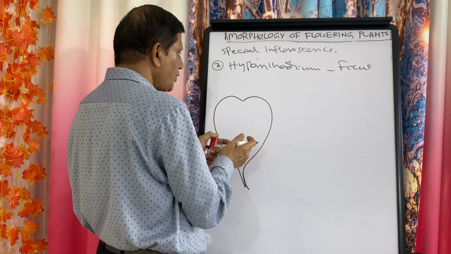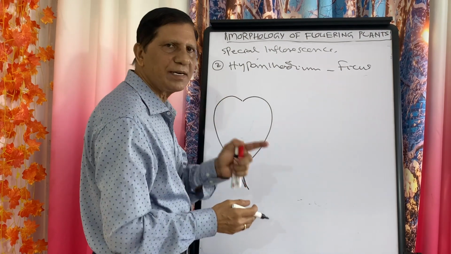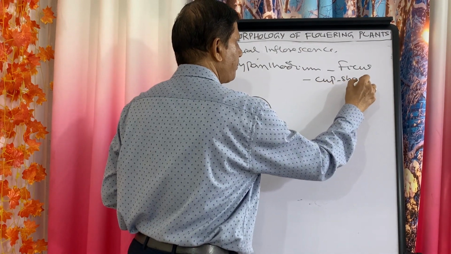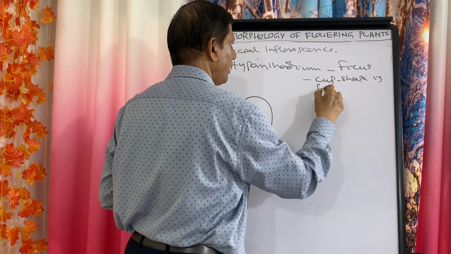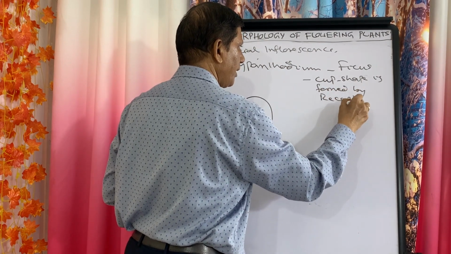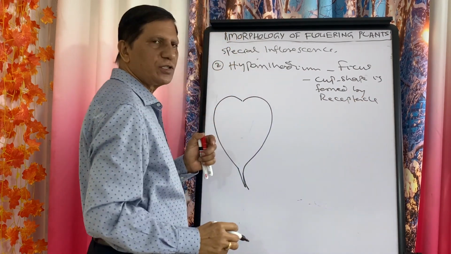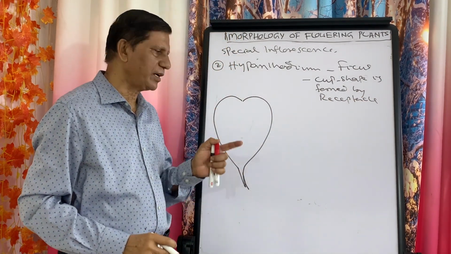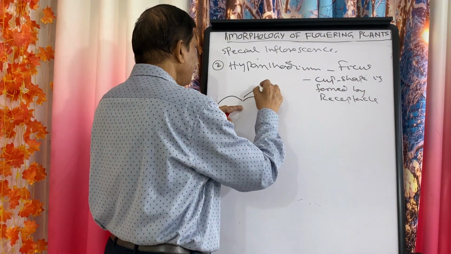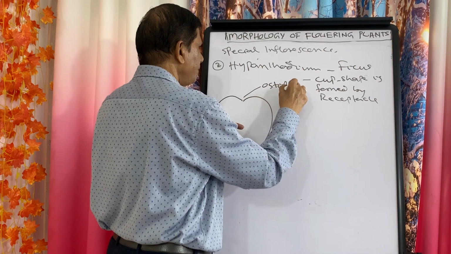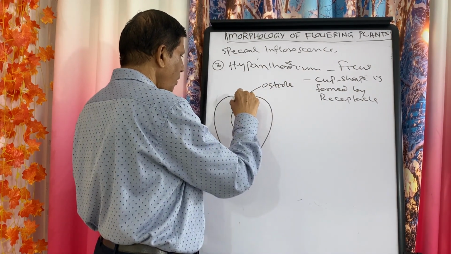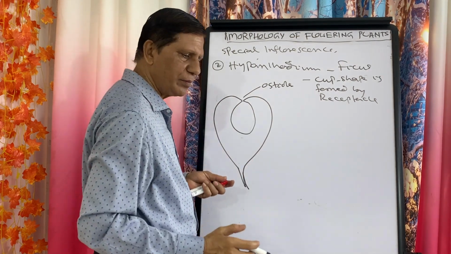Now, this cup-like structure is formed by the receptacle, that means thalamus. The cup shape is formed by receptacle. In case of Cyathium, the cup shape structure is formed by involucre of bracts, but here it is formed by receptacle. Then here there is one opening. This opening is known as ostiole, and here is the structure where the male and female flowers will be present.